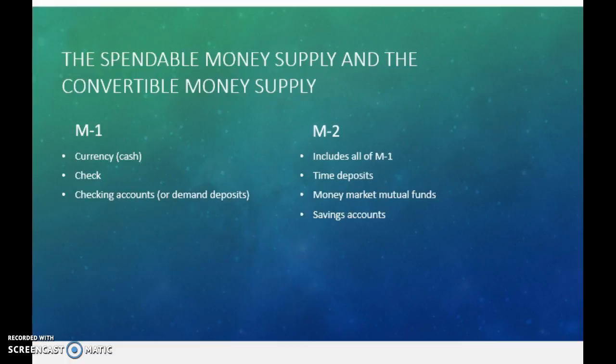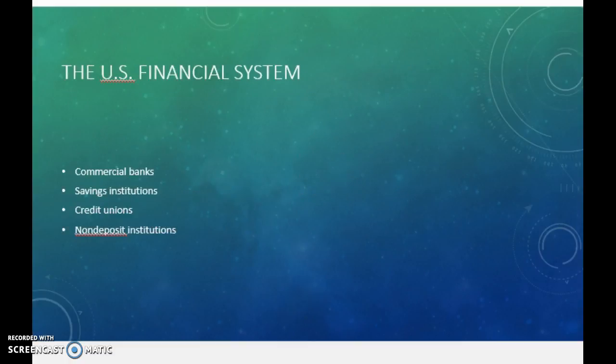A money market mutual fund occurs when an investment company buys a collection of short-term, low-risk financial securities. M2 is now the most reliable indicator of a country's economic status. The next topic will be how different financial institutions create money.